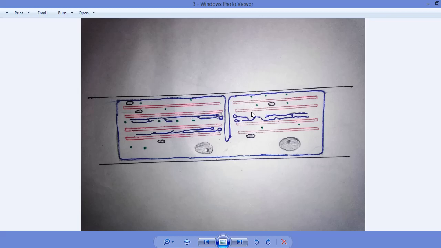These myofibrils will be contracted by the increased amount of calcium inside this myocyte. What is the role of calcium? I will show you in the mechanism of contraction of muscle how the calcium is responsible for the contraction of these myofibrils. Now coming to the next slide to know about the actual structure of this myofibril.